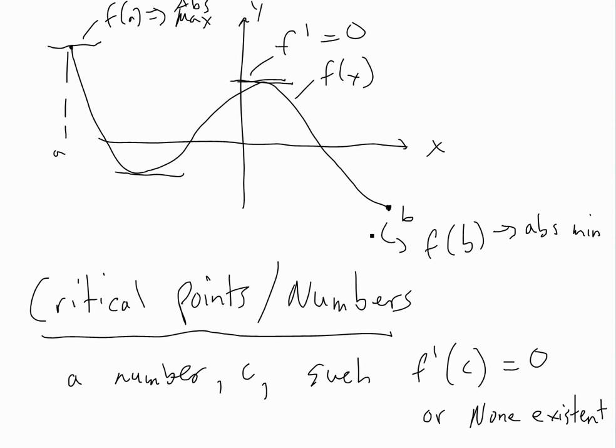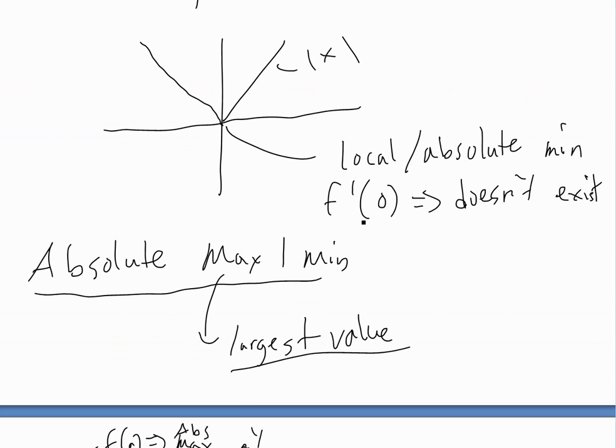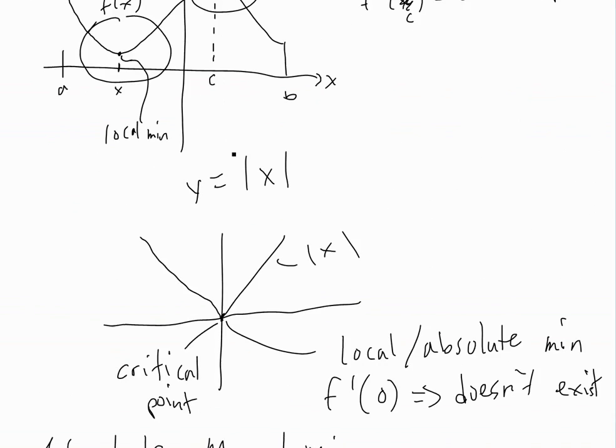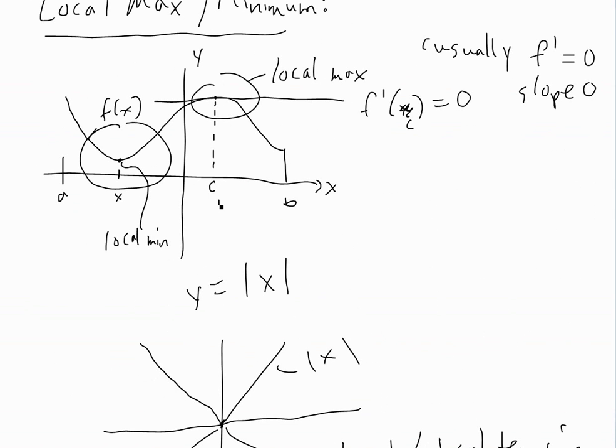So in this case, this one is a critical point here because the derivative doesn't exist. And this one here is also a critical point or number. To be technical, the critical number is c, and then this is the critical point.